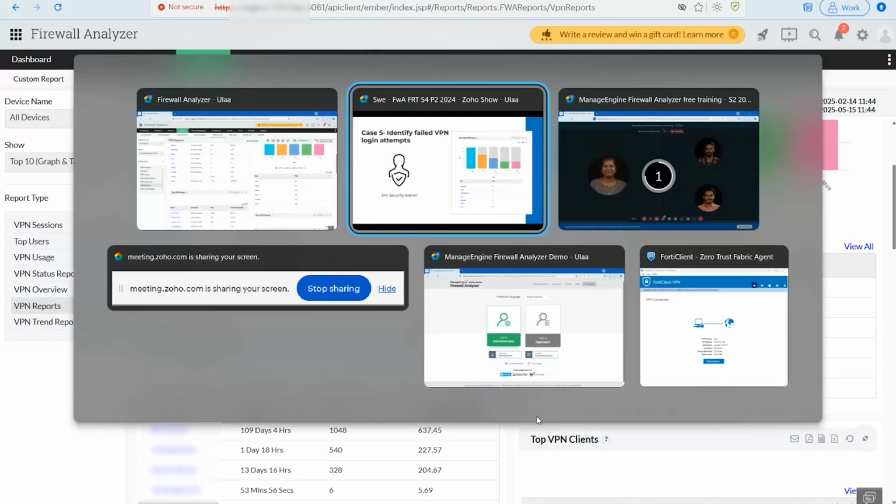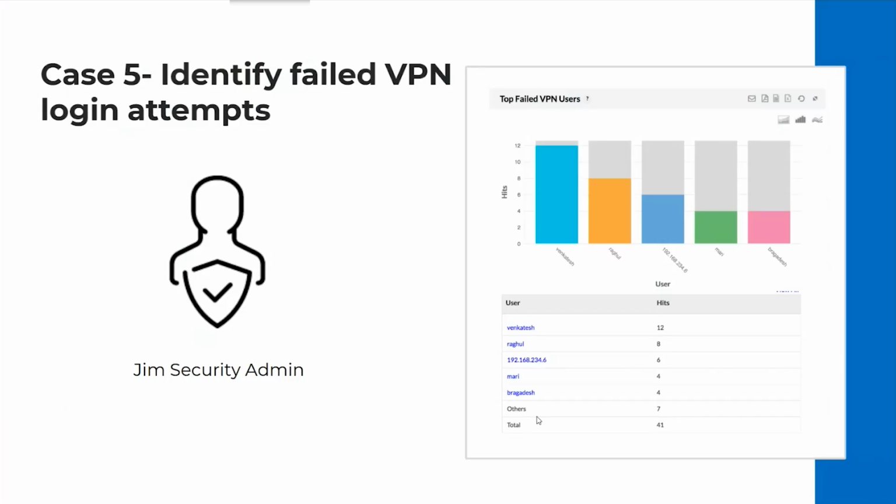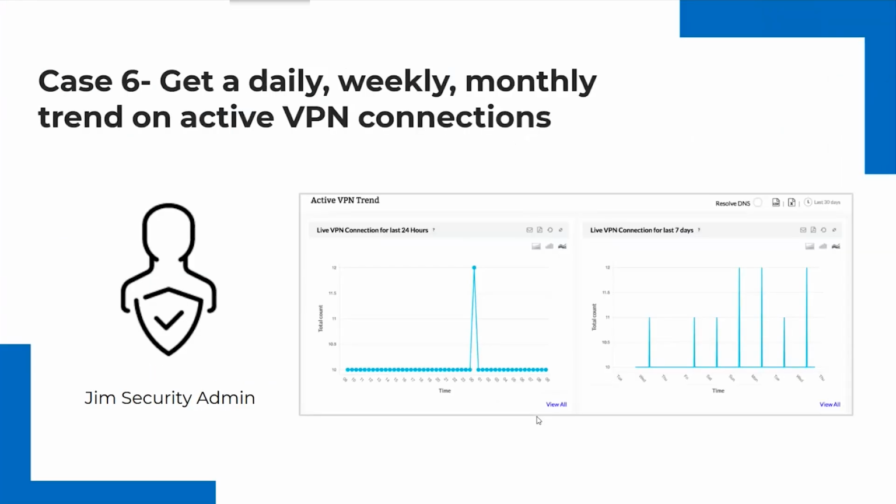So let's look at Jim's next task. From the previous cases, we came to understand that many employees are accessing the company's network through VPN. So this time, he has been tasked with getting a daily, weekly, and monthly trend report on all active connections, because it is important for the company to identify which are the busiest hours and the leanest hours so that they can plan their VPN infrastructure accordingly. So let's see how Jim gets these trend reports with Firewall Analyzer.